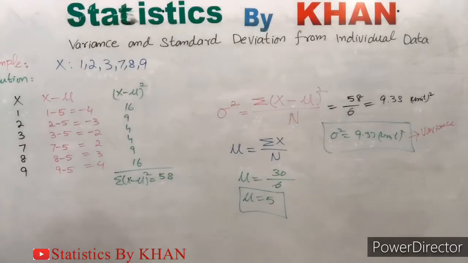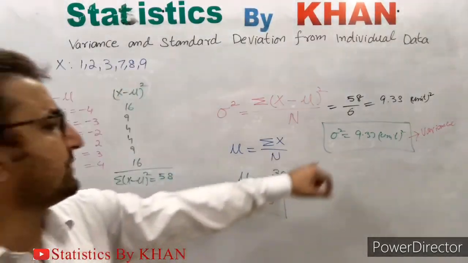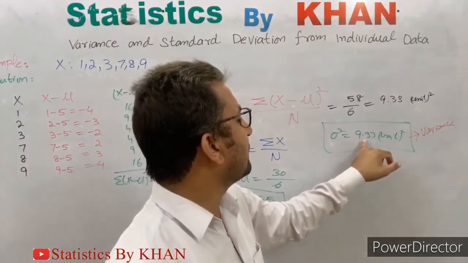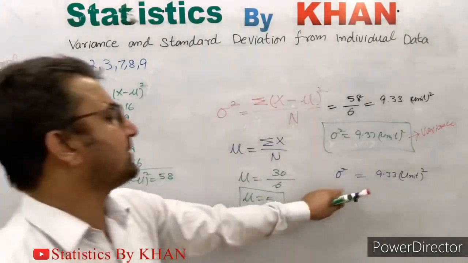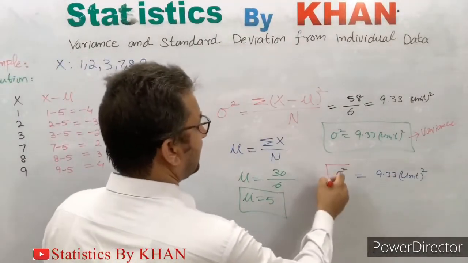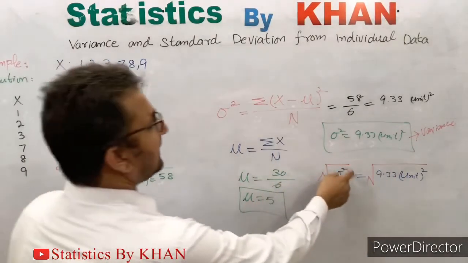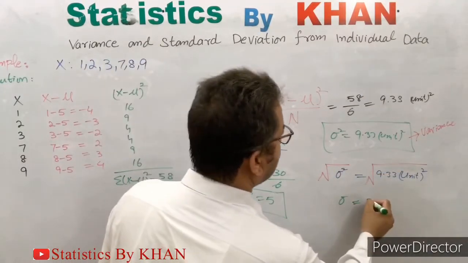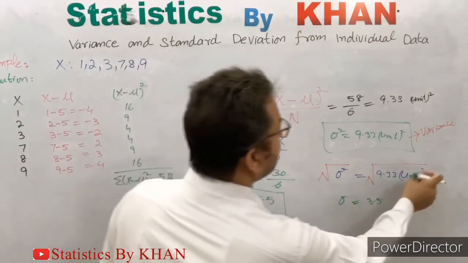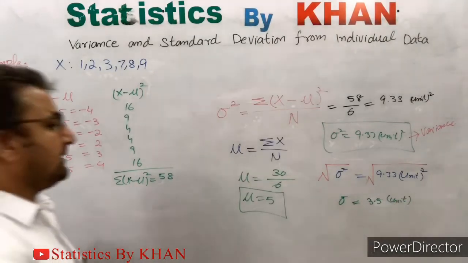Now to compute the standard deviation, we simply need to take the positive square root on both sides of this equation. That is, we will take square root over sigma square and we will take square root over 9.33 unit square. That is, we will take square root over here and we will take square root over here. So in the next step, this 2 and this root will cancel out. So this will become sigma. And if we simplify this, we will get 3.5 something. And this unit square will cancel out with this root. So this will become simply unit. Now this is the standard deviation.